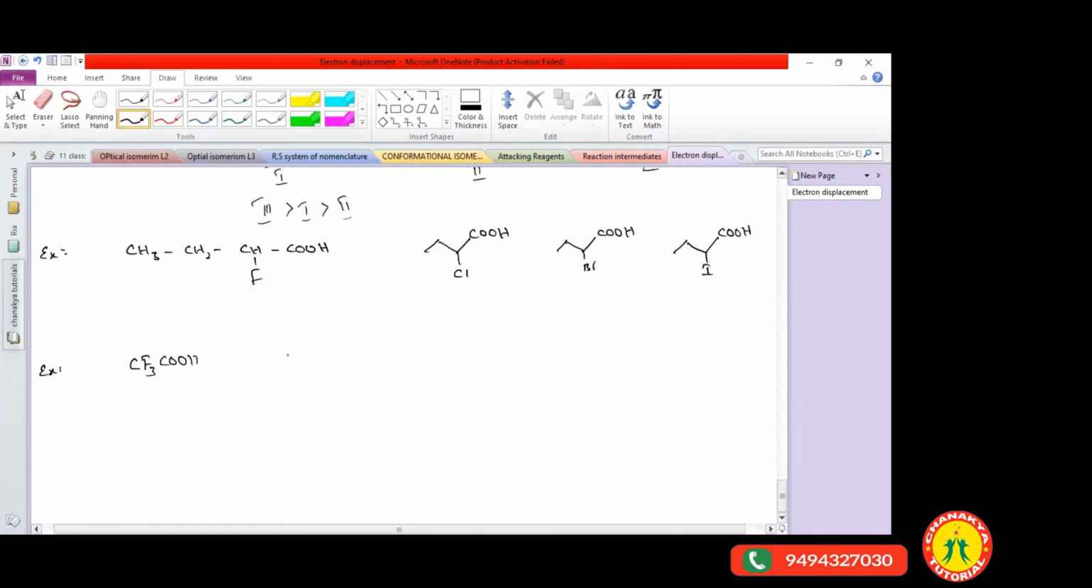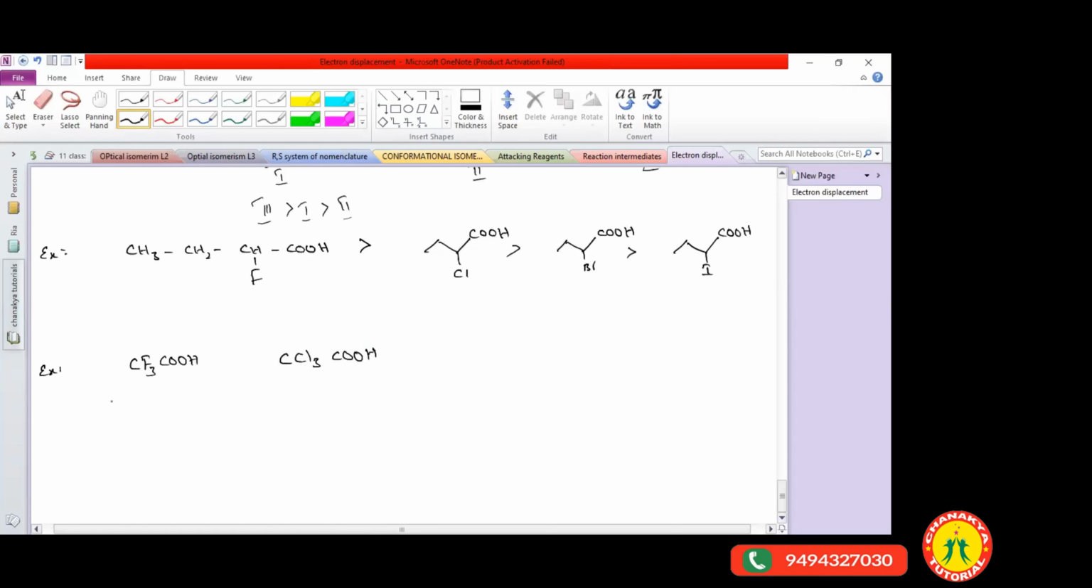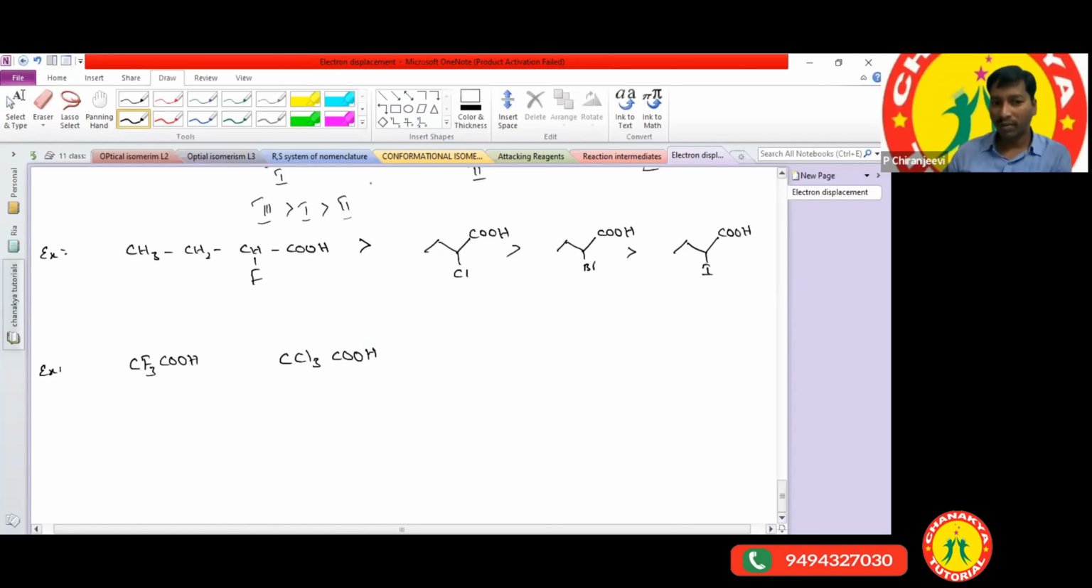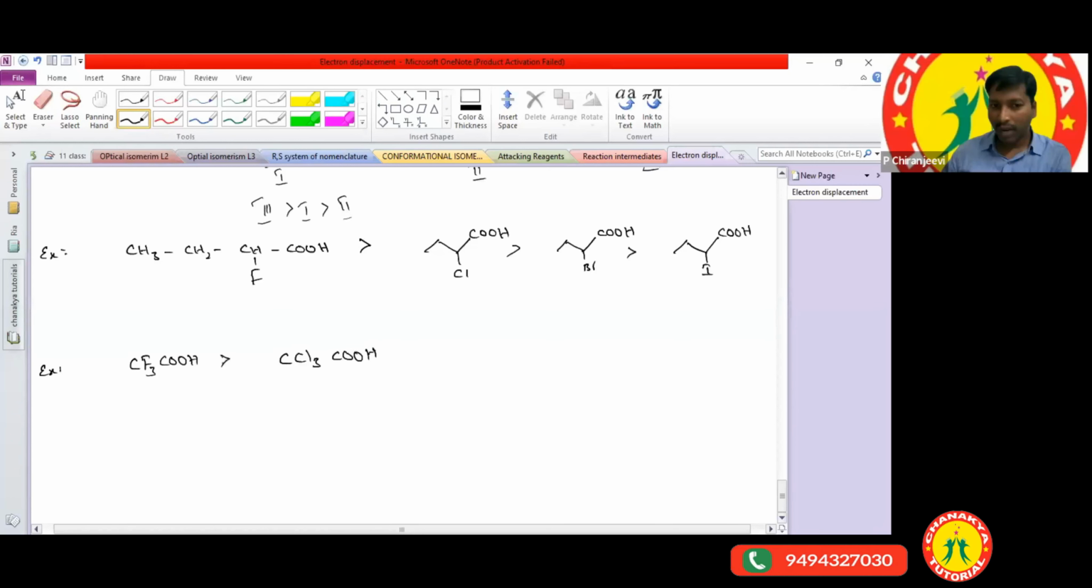Now in these two structures, trifluoroacetic acid and trichloroacetic acid, which one is the more acidic? The first one. Why is the first one more acidic? Because fluorine is more electronegative than chlorine. So that's why the first one is the more acidic. And one more slide here. I'm going to change it now.